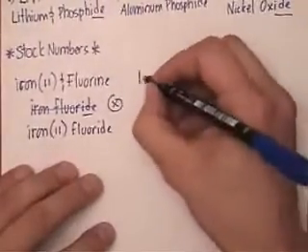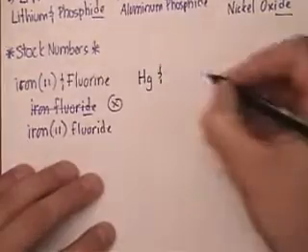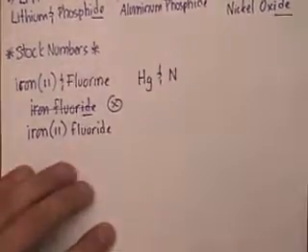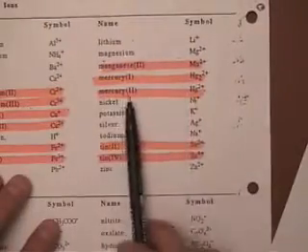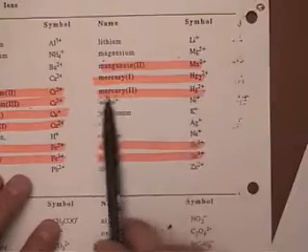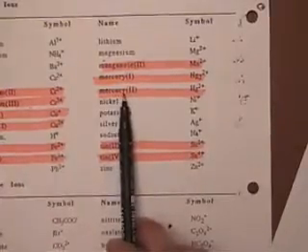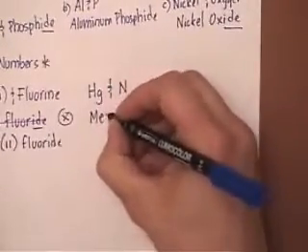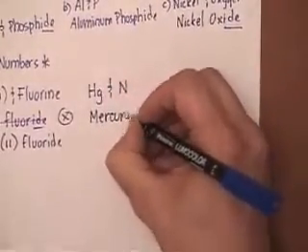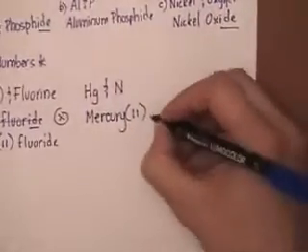Let's go with Hg and N. Right now, you'd look in your back, you'd go, oh geez, here we go. I've got mercury, Hg, is on the back here. It's a stock number. So, that will end up being mercury 2 nitrogen.